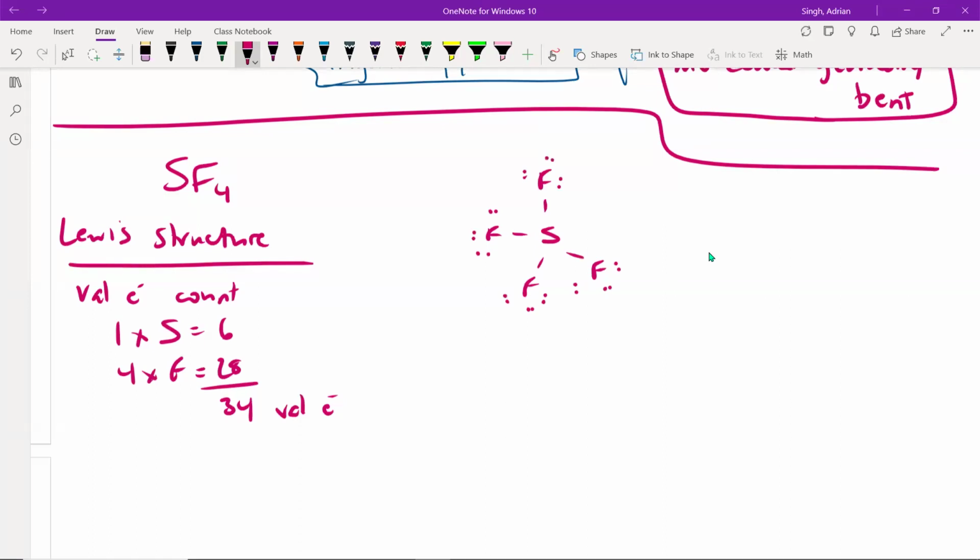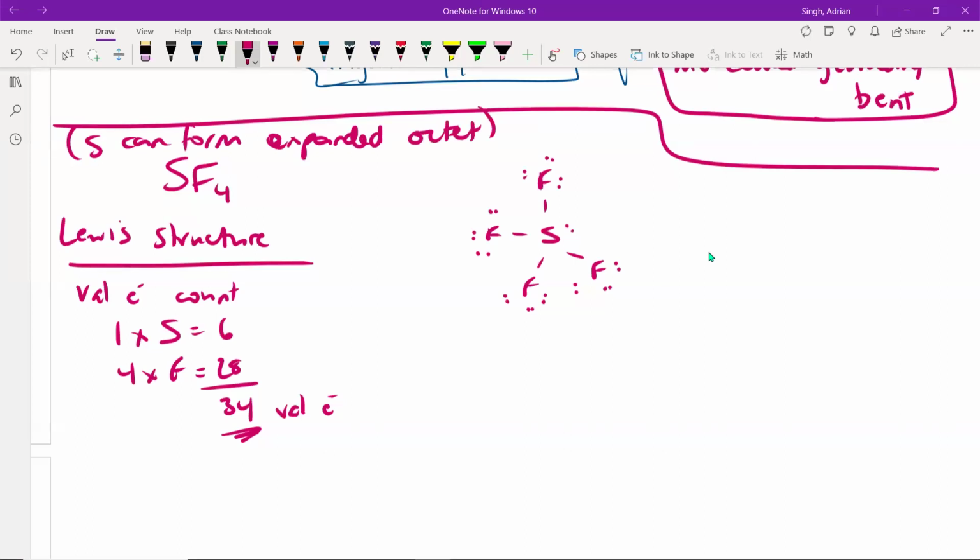Okay, so I count my electrons. I have 8 and 8, 16. And 8 is 24. And 8 is 32. I need to have 34, so I have 2 electrons remaining. The only place to put them would be on that S. Okay, so remember, sulfur is one of those that can form an expanded octet. It's an exception to the octet rule. So that's a viable Lewis structure for SF4.